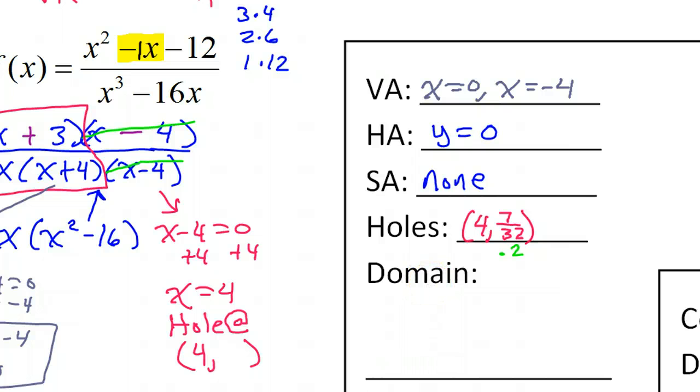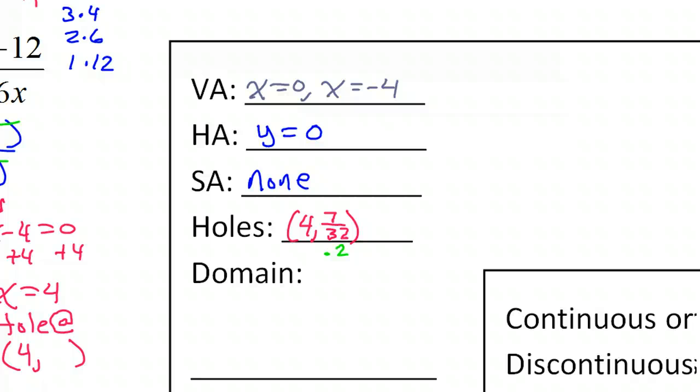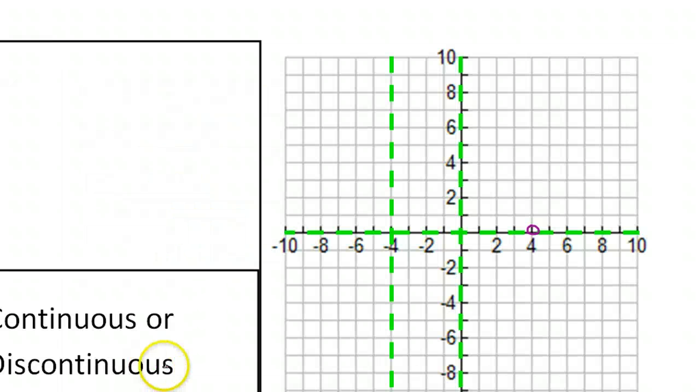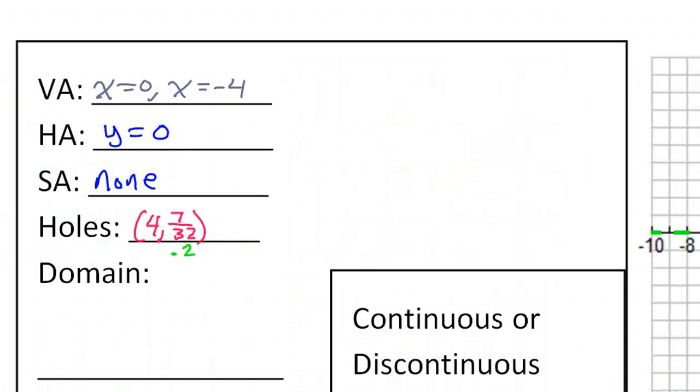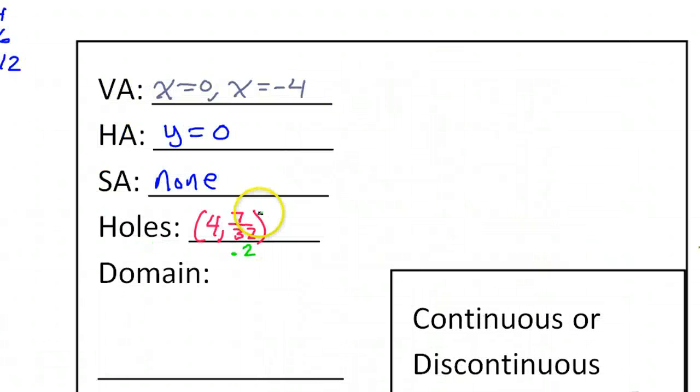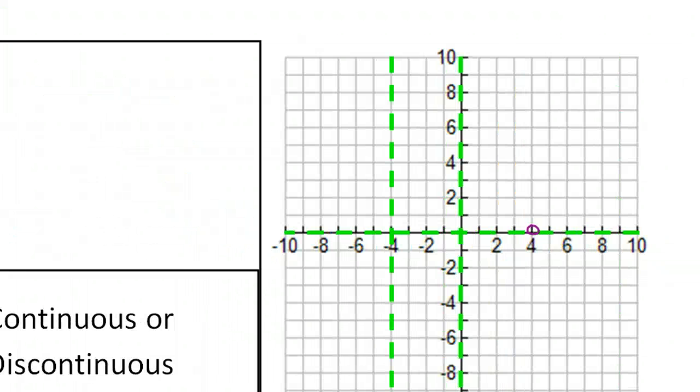Now it is time to graph some stuff. So let's go ahead and graph these asymptotes and the hole. Here are my vertical asymptotes at 0 and negative 4, horizontal asymptote at 0, and my hole at 4 comma 7 over 32, which is about 0.2. That's just a little bit above the x-axis. So that's why I have a hole right here.